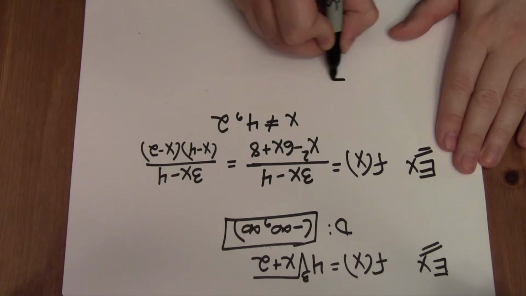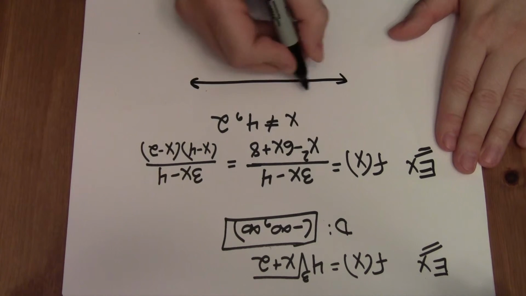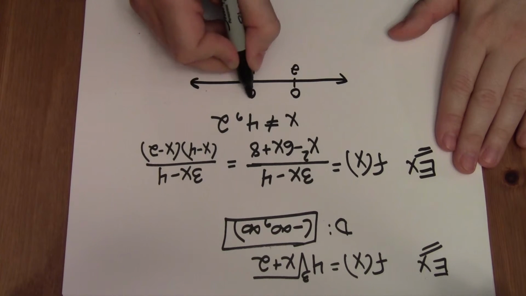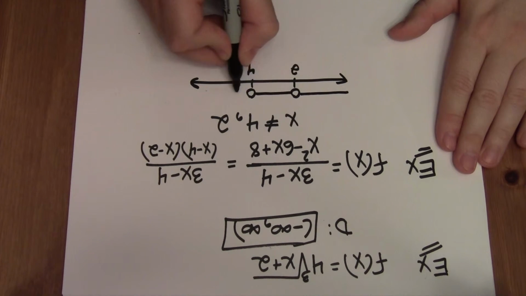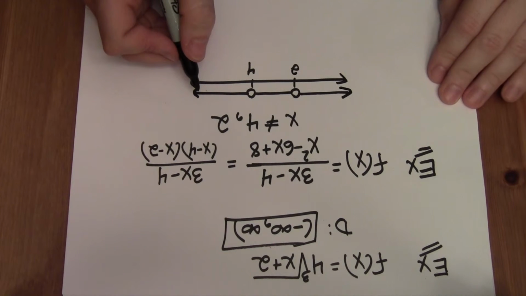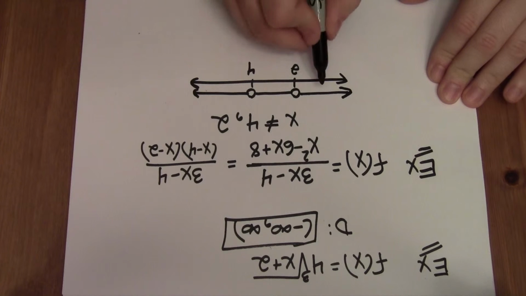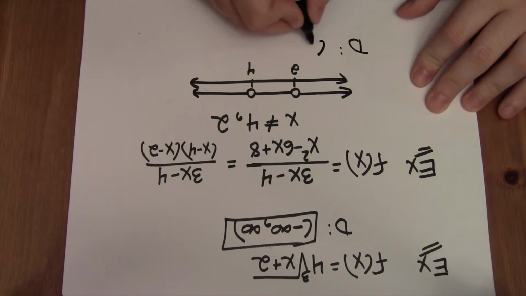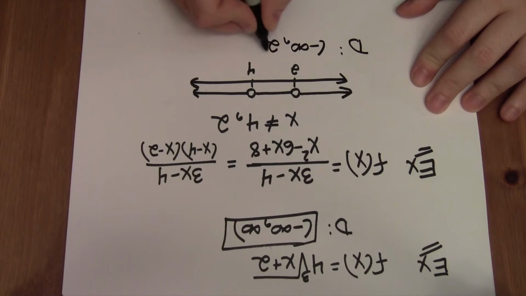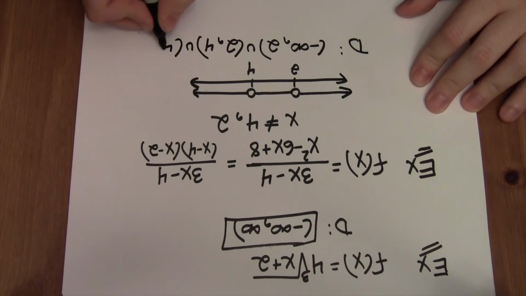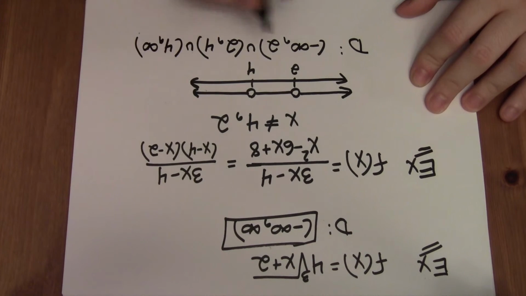X doesn't equal 4 or 2, so let me show this on a number line. And I think anything but 2 or 4 is good, so my number line would look like this. I need to describe this as the union of 3 separate intervals. My domain will be, in parentheses, negative infinity, comma 2, union, in parentheses, 2 comma 4, union, in parentheses, 4 comma infinity.